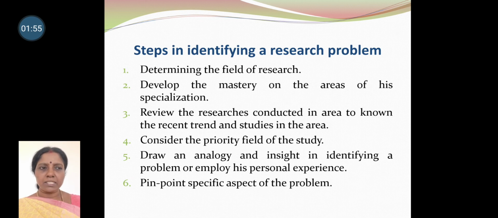The fourth one is to consider the priority field of study. Here you should understand which one is more important nowadays, and then you have to decide the title. The fifth one is to draw an analogy or insight in identifying the problem. That is, you have to apply your own intuition or personal experience to the research problem. Then only you can identify it correctly. The last one is to pinpoint the specific aspect of the problem. You have to decide on which aspect you are going to do the research.